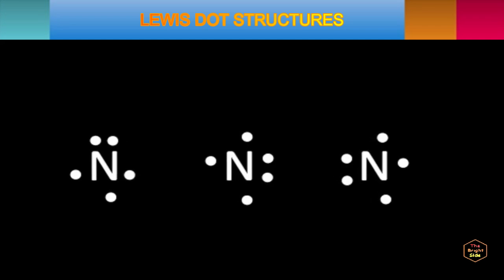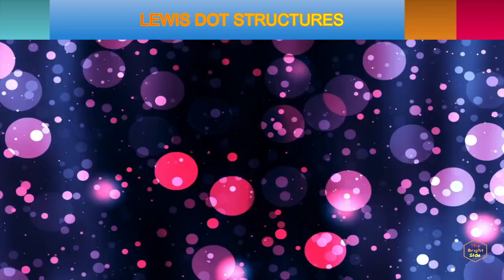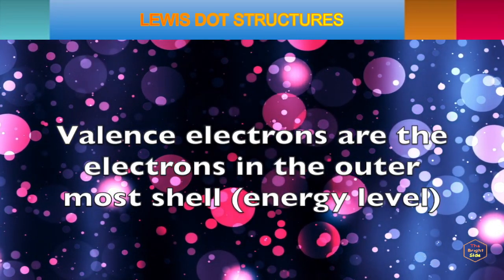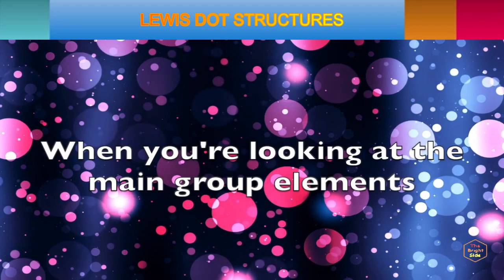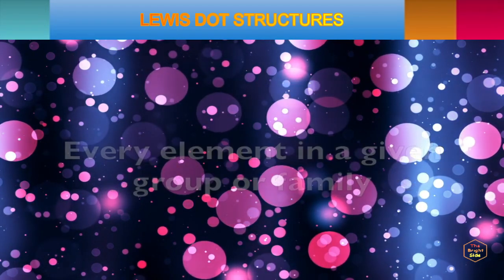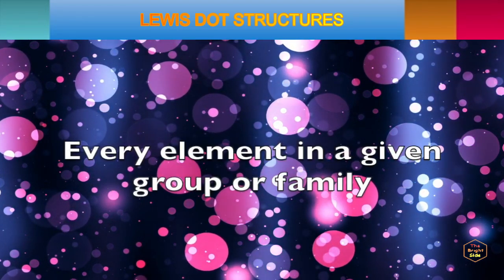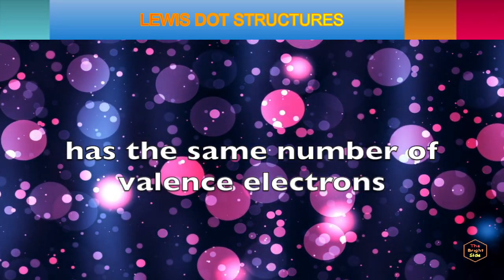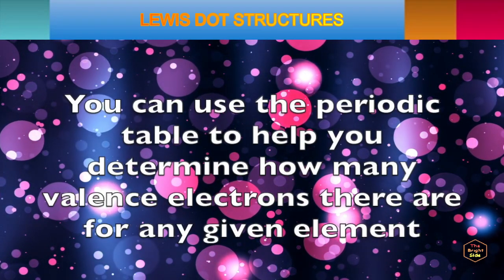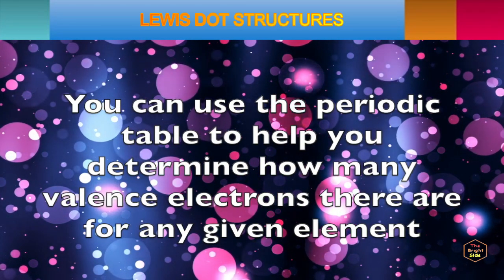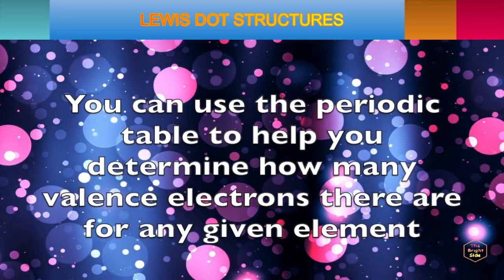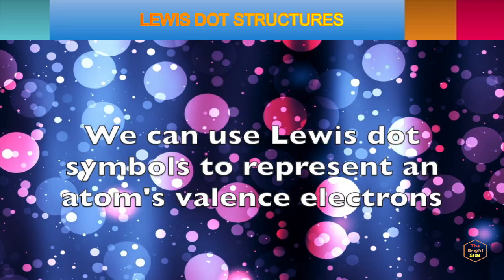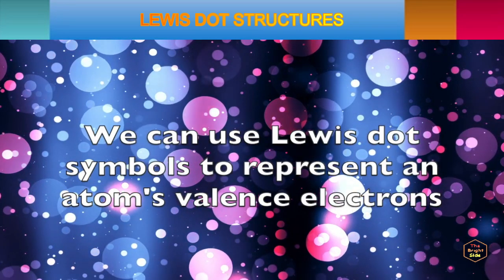In summary, valence electrons are the electrons in the outermost shell or energy level. When you're looking at the main group elements, every element in a given group or family has the same number of valence electrons. You can use the periodic table to help you determine how many valence electrons there are for any given element. We can use Lewis dot symbols to represent an atom's valence electrons.